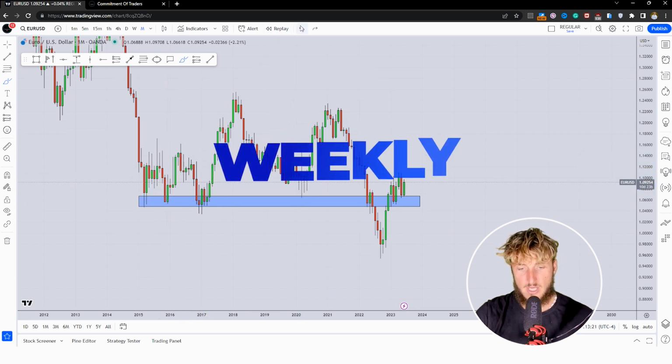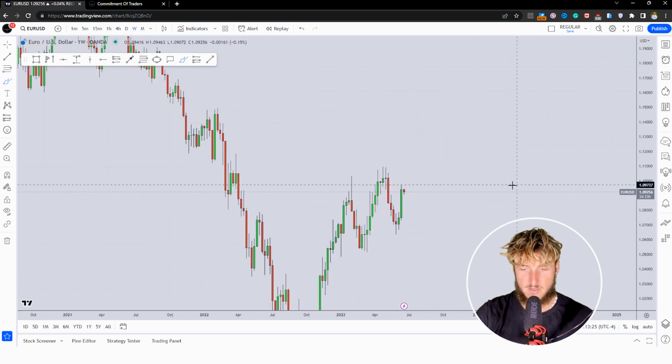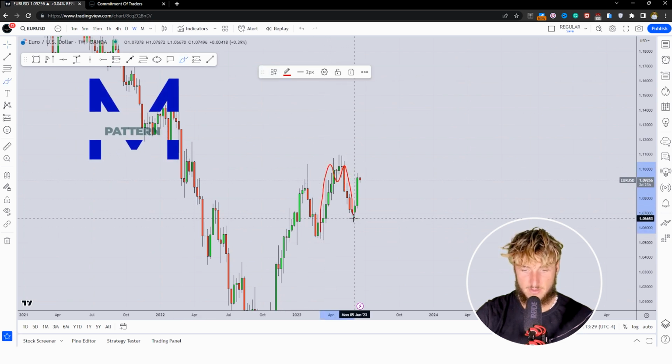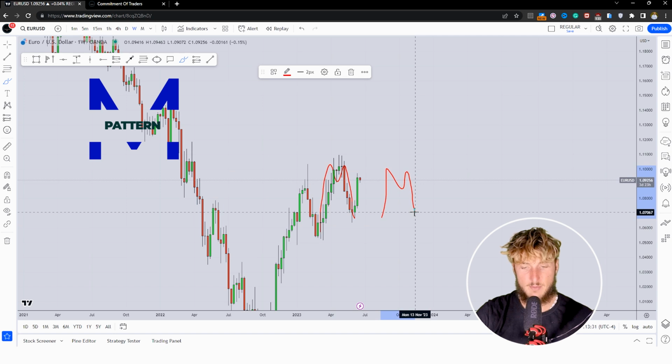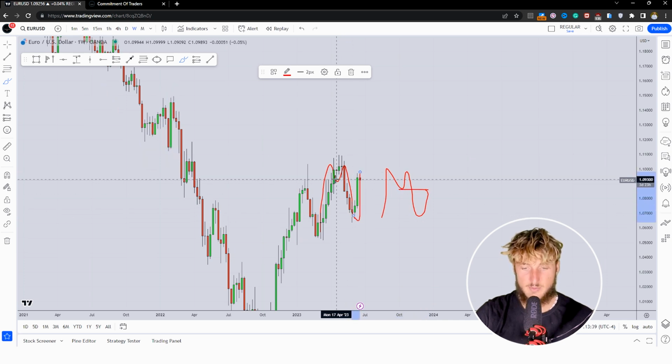Dropping down on the weekly time frame, what do we have? Well, from a weekly perspective, what we can notice is that we did have the creation of an M pattern. In general, after the creation of an M pattern, what you would expect is for the market to complete the pattern at the neckline. And in fact, that is exactly what the market did. We had the move to the upside, completing this M pattern at the neckline.